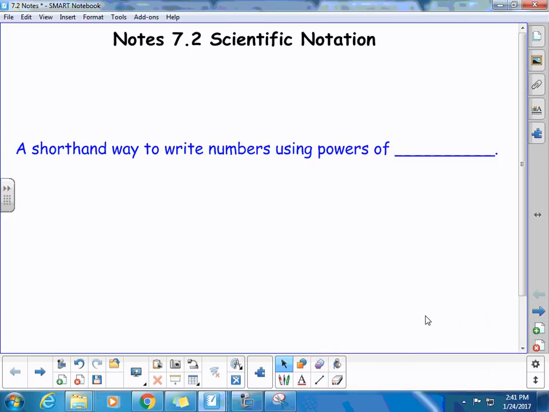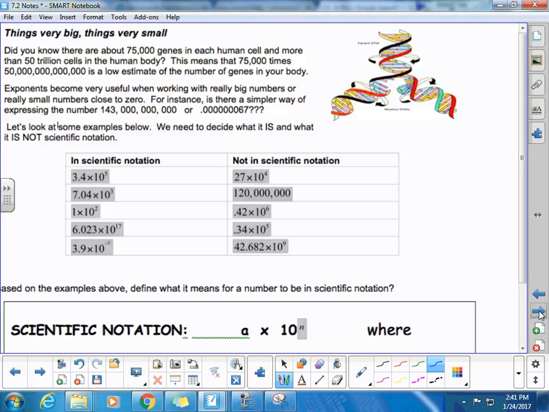All right, 7.2 is about scientific notation, which I'm assuming you've used some already, but we're just going to spend about a day talking about it here. So it's a shorthand way to write numbers using powers of 10. Things that are very big and things that are very small is when it comes in handy using scientific notation.